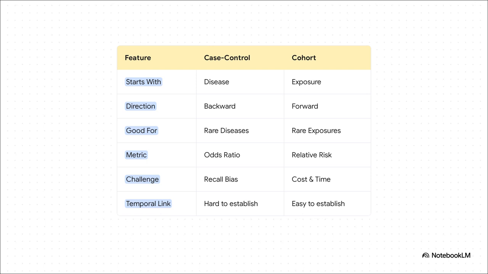Now, what about the main challenges? For case control, it's finding good controls and something called recall bias. I mean, can you accurately remember what you ate 10 years ago? Probably not perfectly. For cohort studies, the biggest enemies are time and money. They are incredibly expensive and take forever. And finally, that temporal link, proving the exposure came before the disease. In a cohort study, that's automatic. You know it did. In a case control study, it can be a lot trickier to prove.